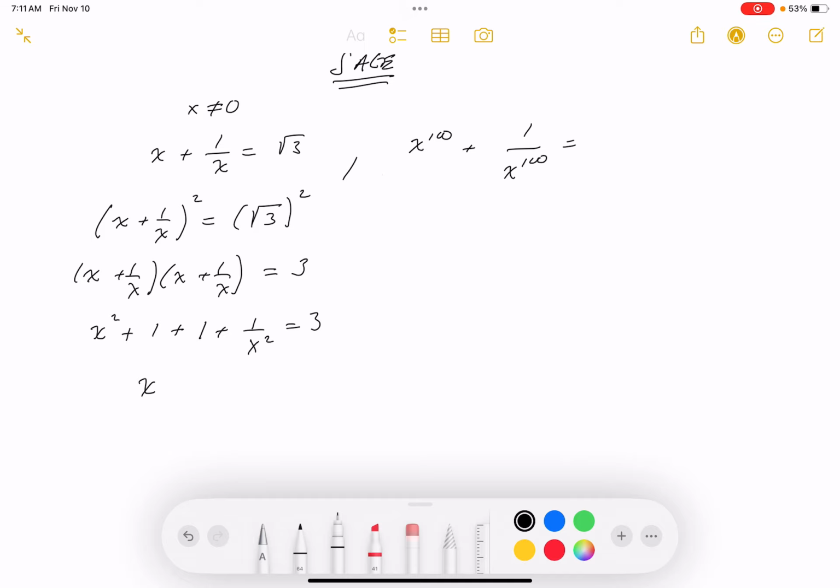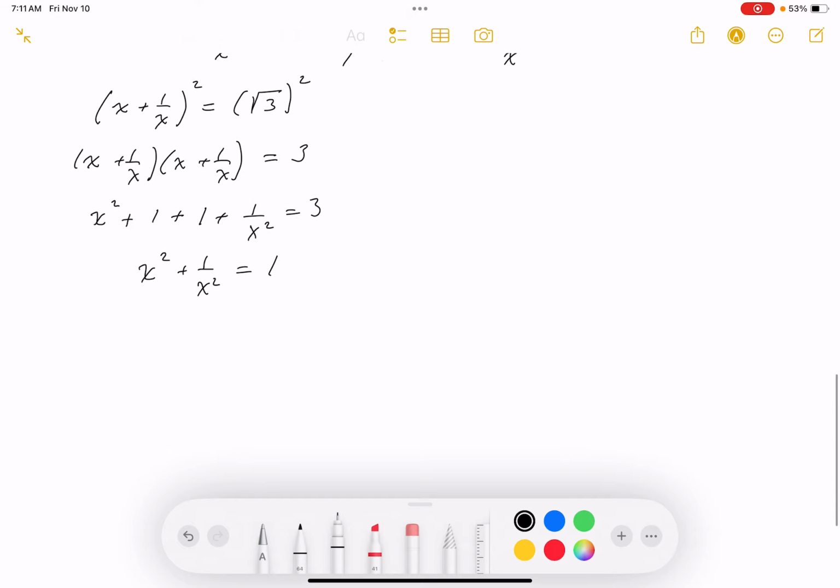So I'm going to write this a little differently. x squared plus 1 over x squared. And 1 plus 1 is 2, and you take that from 3, and you'd get 1. All right? So again, it doesn't give me that x to the 100, but maybe you say to yourself, well, what if I square it again? And would I ever get to 100?